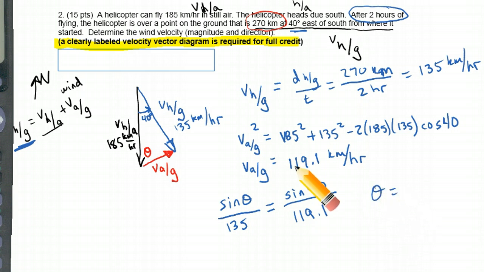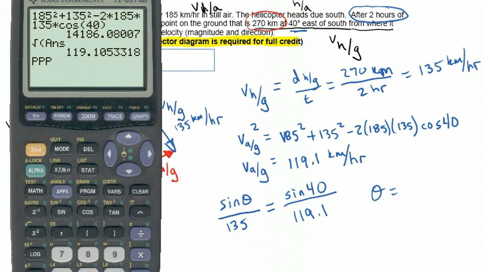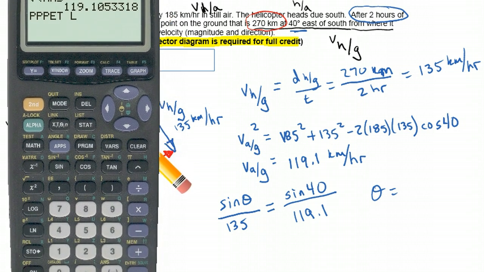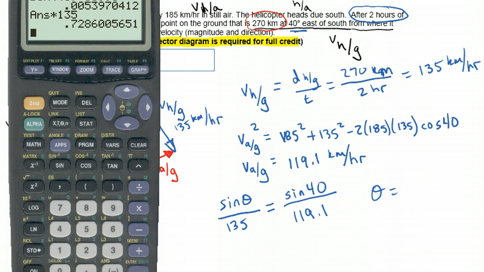And that's going to give me a theta of, sine 40. Whoa, that didn't work out right. Sine 40 divided by 119.1 times 135, inverse sine. 47.7 degrees.